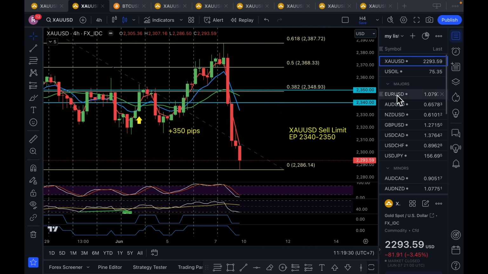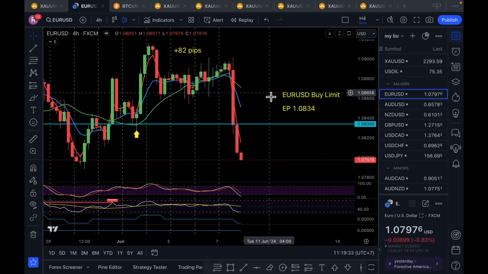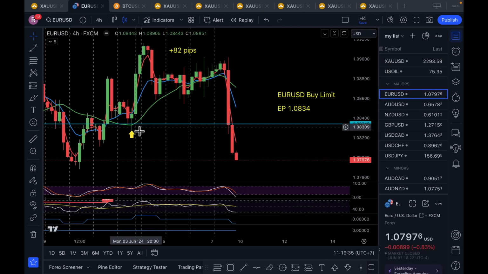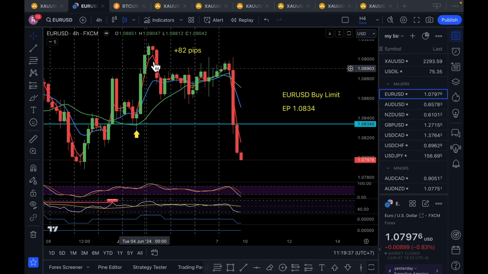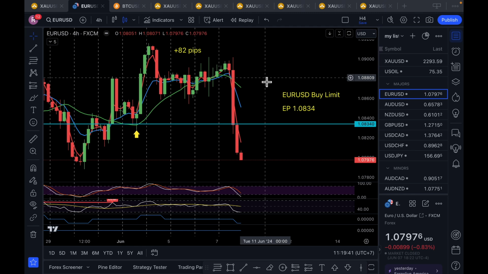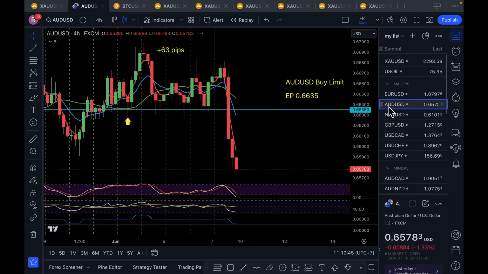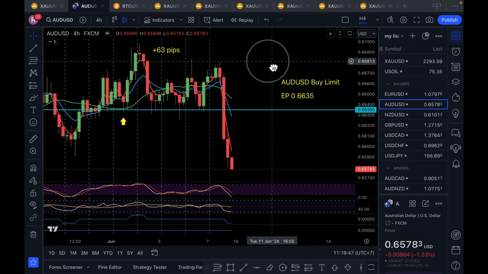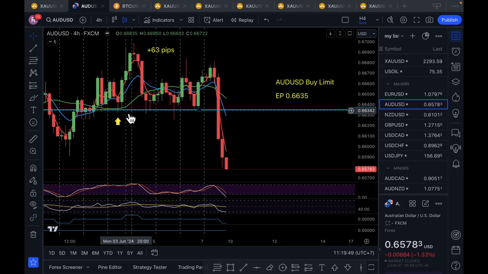All right, let's have a look at the Euro-US, the trade setup which I shared with you last week. The pending order was here. It executed, went up, gave us a profit of 82 pips before that disastrous move on the non-farm payrolls, which we'll see on every currency pair, of course. The Aussie-US was a buy limit. That one did execute and gave us 63 pips on that one.